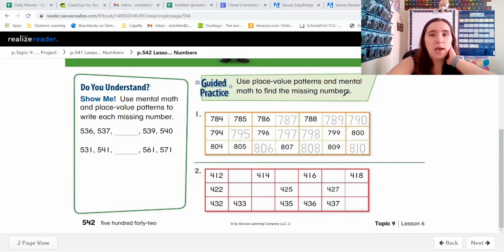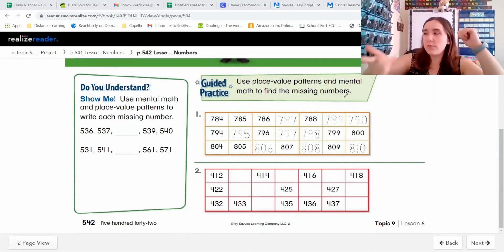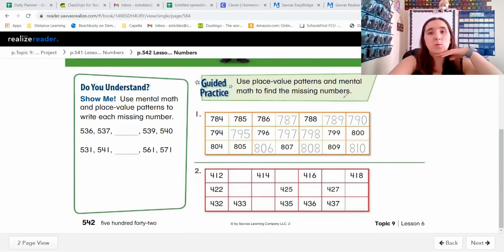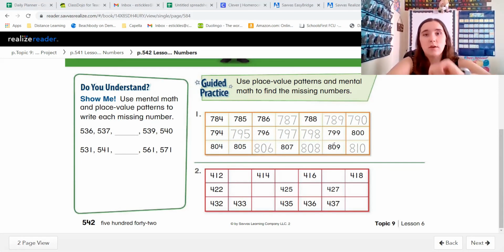Notice we're using mental math. We are not drawing things out on our whiteboards, and we're not using our fingers to count things up, because the numbers that we're working with, you guys, are way too big to be drawing out on our whiteboards or to be counting with on our fingers. So we have to start using our mental math skills to help us solve these.